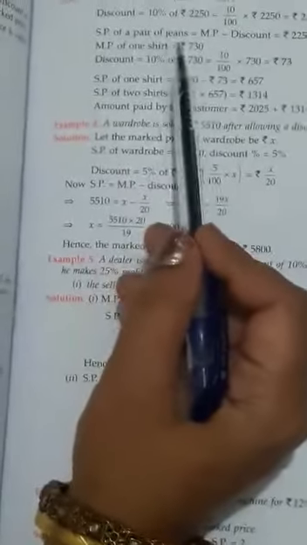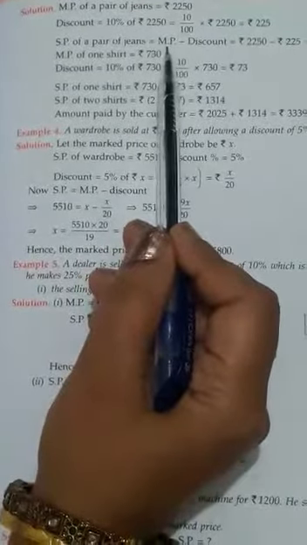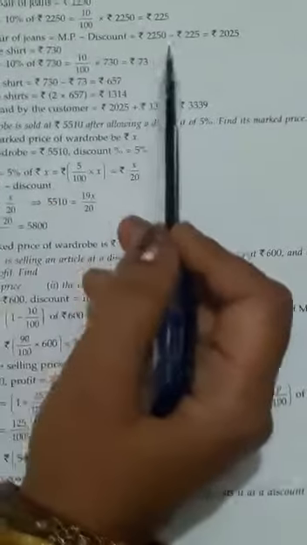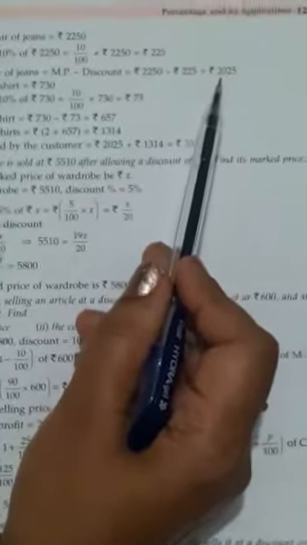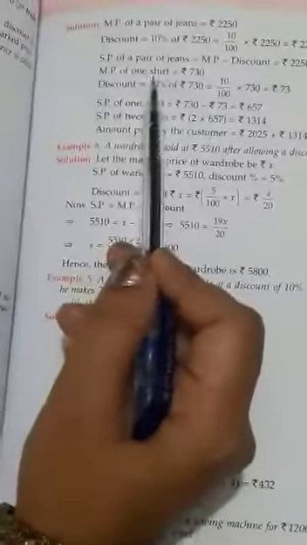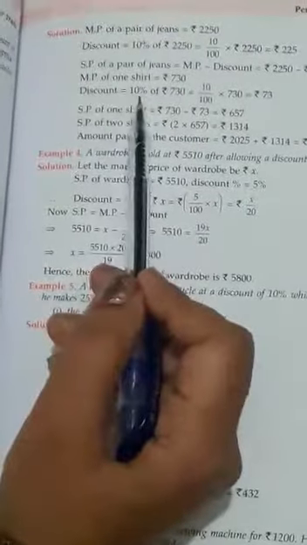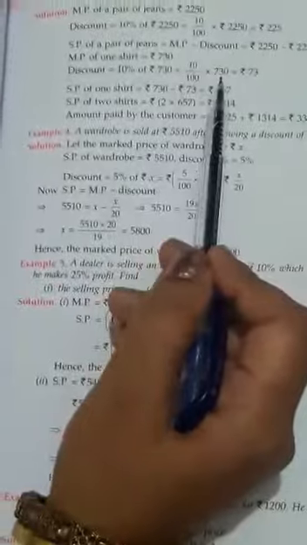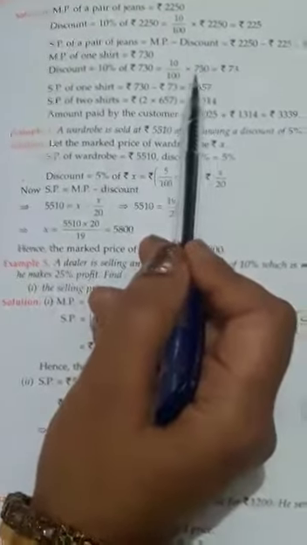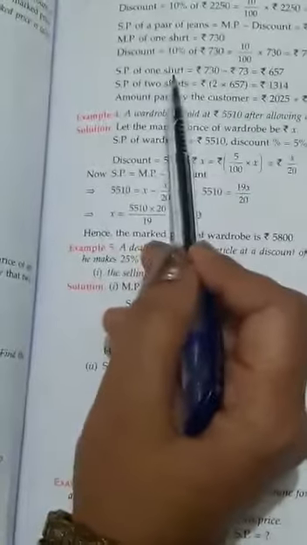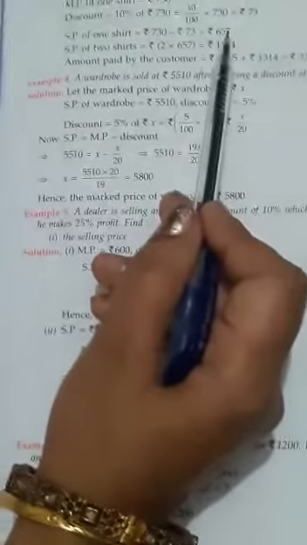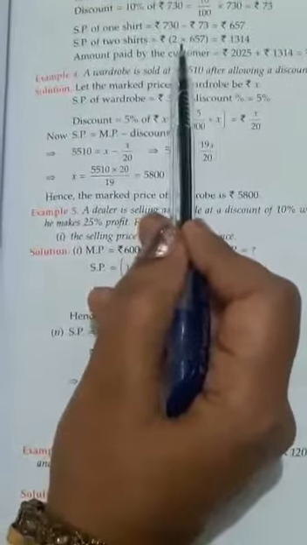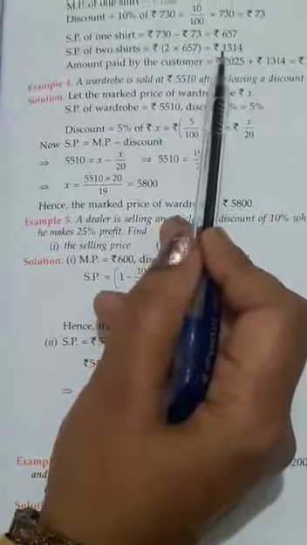Now selling price of a pair of jeans is, from the mark price you will subtract discount. Mark price of the jeans is 2250 and discount is 225. So it will come out 2025. Now children, mark price of one shirt is 730 and discount on the shirt is again 10%. So you will find out 10% of 730, 10 upon 100 into 730. It will come out 73. Now selling price of the shirt is, from the mark price 730 you will subtract discount 73. It will come out 657, but two shirts are there, so the selling price of two shirts is 2 into 657. That will come out 1314.